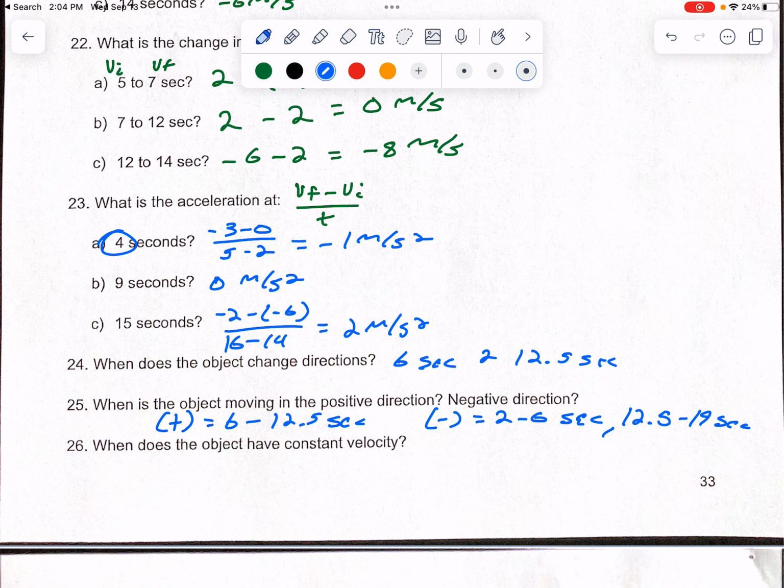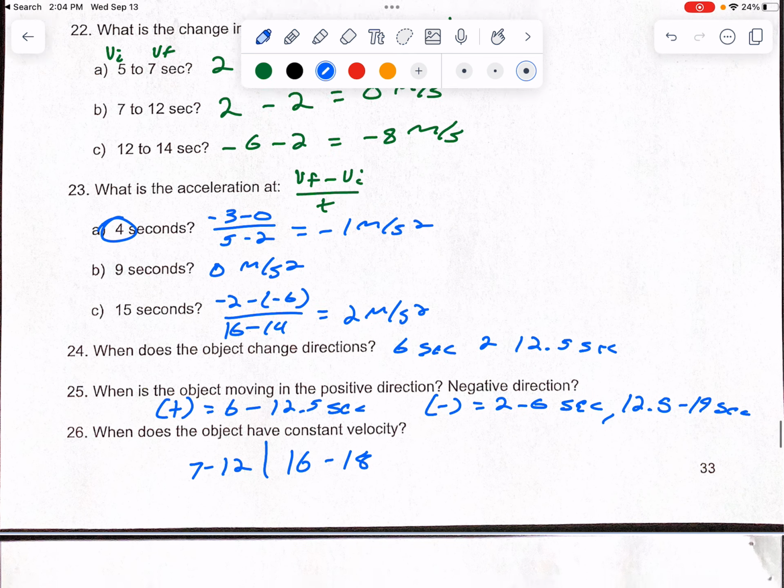When does it have constant velocity? That is when you have a flat line that's not on zero. If you're on zero, that means you're not moving at all. So look for a flat line that's not on zero. And that's 7 to 12 seconds and 16 to 18 seconds.